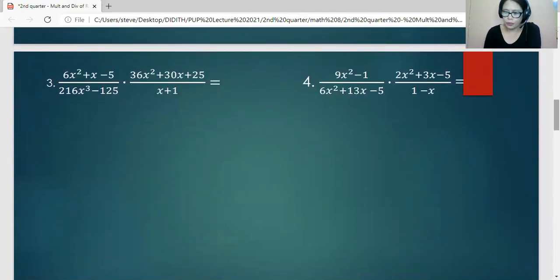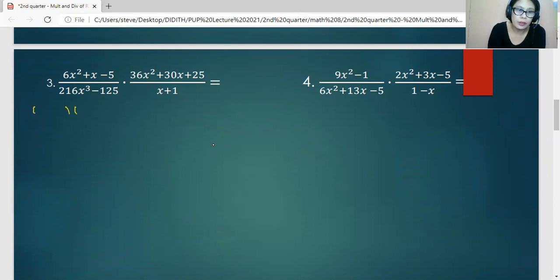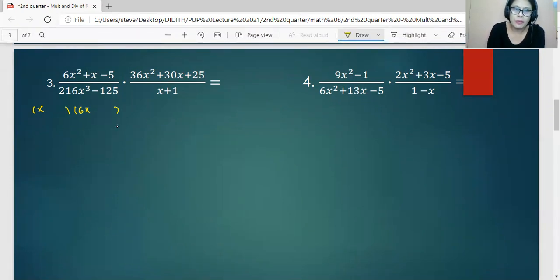Okay. So for number 3, the first numerator is a quadratic trinomial. So we have two binomial factors for that. Okay. So we can consider x and 6x. If we consider x and 6x as factors of 6x squared, and the middle term here is x, we're going to place 5 here and 1 here. And then we will make 6x positive.